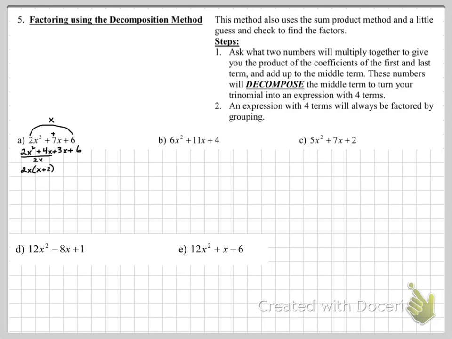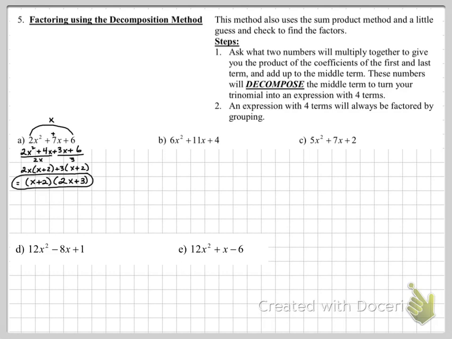Next, the last 2 terms, I can factor a 3 out of both of those, a positive 3. So I can say that that's going to be plus 3 times, I can divide, and I'm going to get x plus 2. Now when I look at this, I can take an x plus 2 out of both of those terms. So I can factor this to be equal to x plus 2 times what's left over, which is 2x plus 3. And that's it. That's all there is to it.